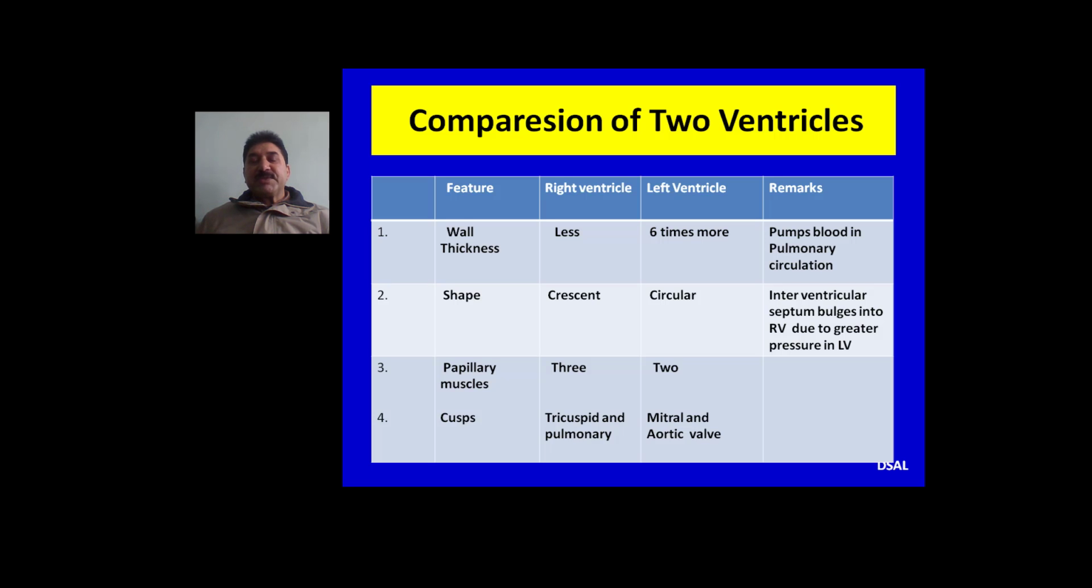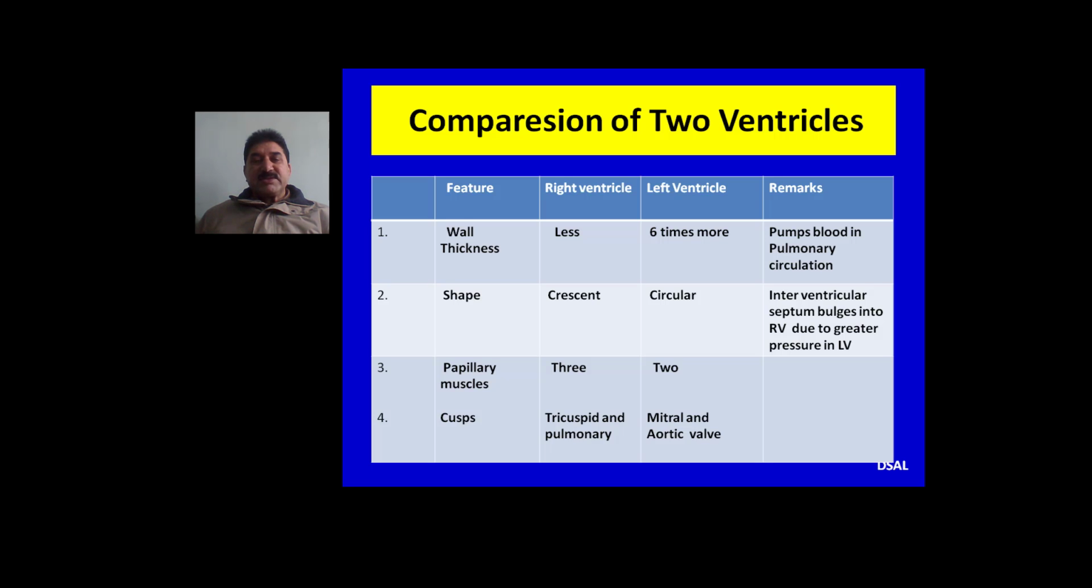Papillary muscles. There are 3 papillary muscles in the right ventricle. They are named anterior, posterior, and septal. In contrast, there are only 2 papillary muscles in the left ventricle, anterior and posterior, for 2 cusps of the mitral valve. The number of cusps.